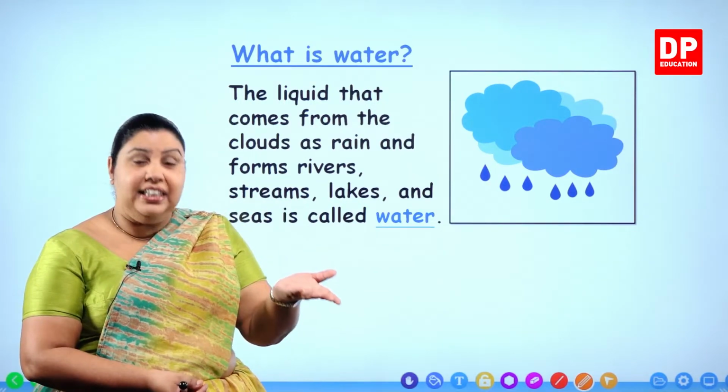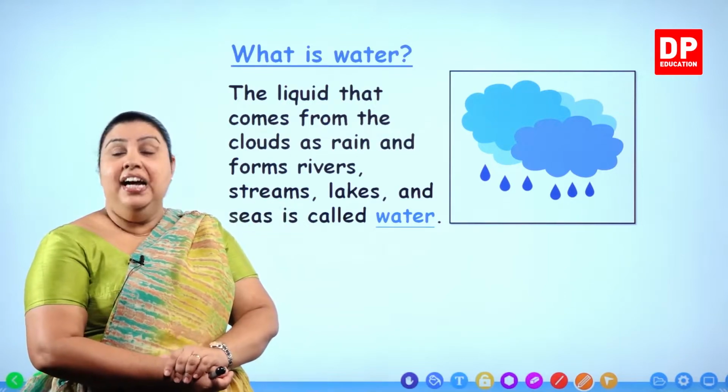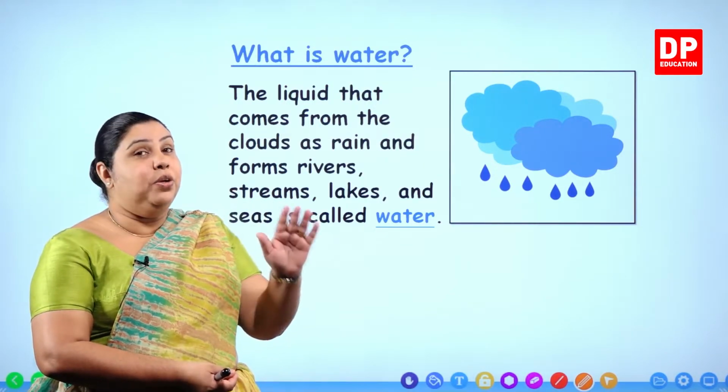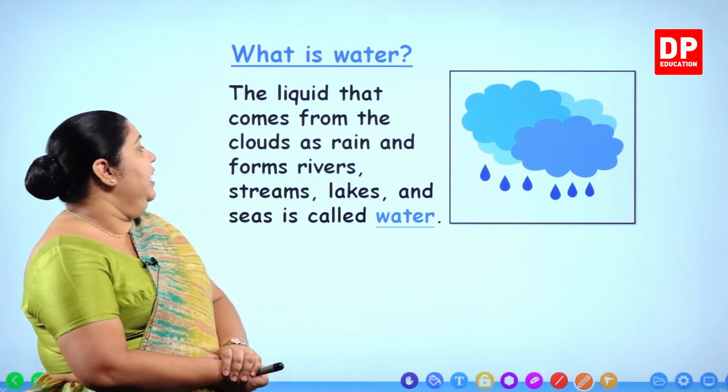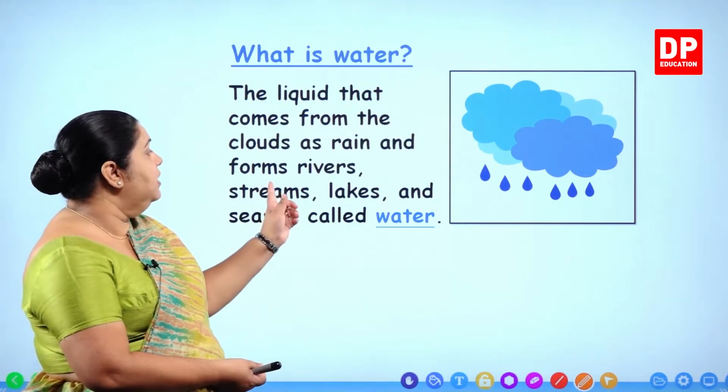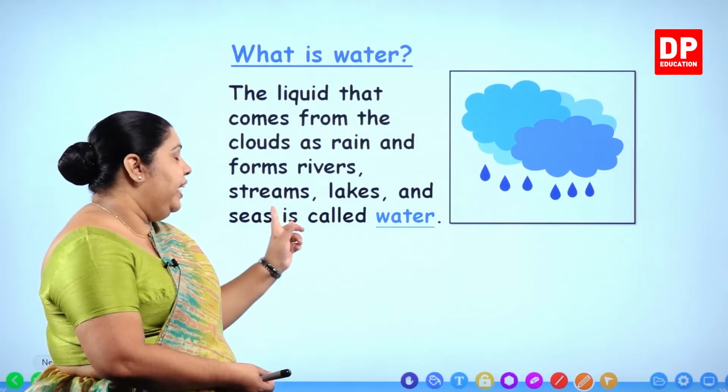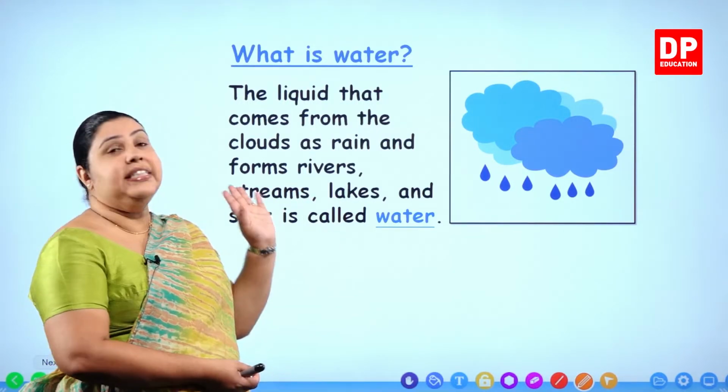In English we say rain. So the liquid that comes from the cloud as rain and forms rivers, streams, lakes and seas.